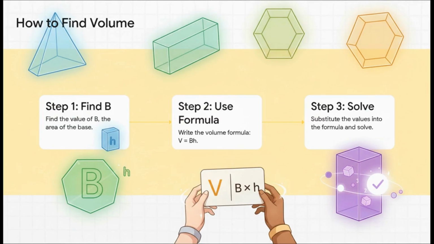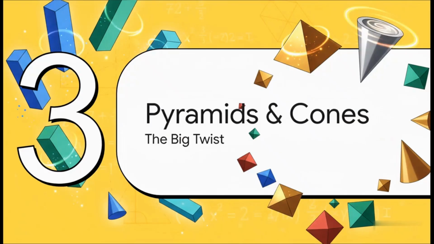Volume equals base area times height. And third, just solve it. It's a foolproof method for any prism you can think of. So, we've pretty much mastered prisms.